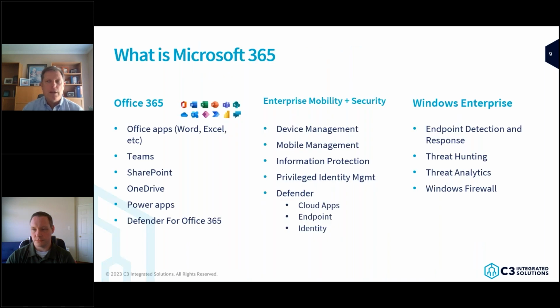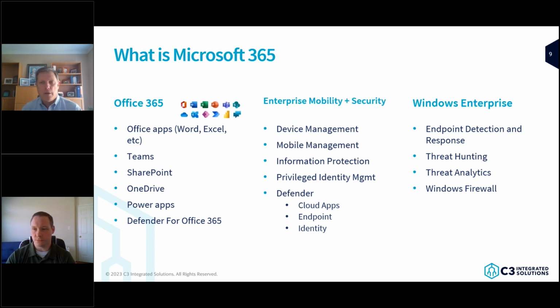But when we start to break that down, Microsoft 365 is really three primary solution sets. There's Office 365, which was the original. That includes your Office apps, Word, Excel, PowerPoint, Outlook. It includes your email services, as well as collaboration around Teams, SharePoint and OneDrive. And that's really the communications and collaboration suite that's associated with Microsoft 365.